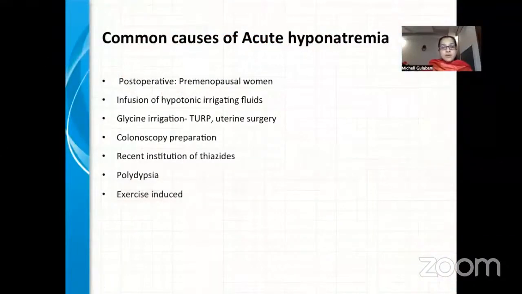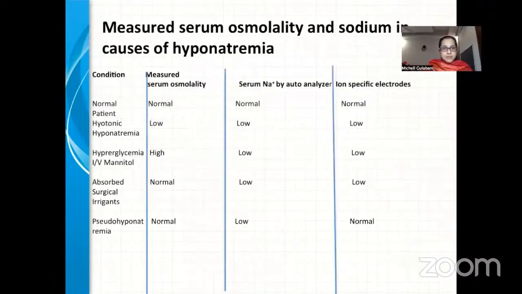Common causes of acute hyponatremia would be post-operative premenopausal women, infusion of hypotonic irrigating fluids, glycine irrigation, TURP surgeries and uterine surgeries, polydipsia, and exercise-induced.